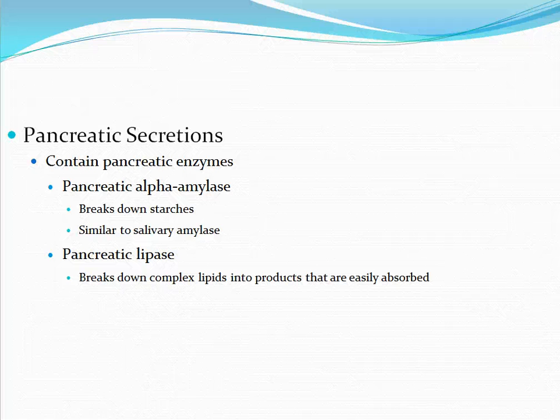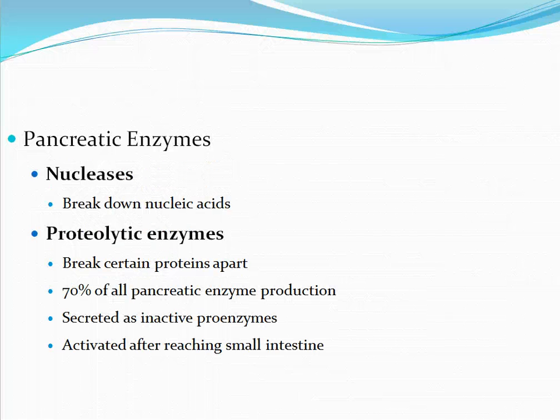These pancreatic secretions, also known as pancreatic juice, consist of numerous enzymes. One of these is pancreatic alpha amylase. This enzyme breaks down starches. It is very similar to salivary amylase that is found in the mouth. Another enzyme is pancreatic lipase. This one breaks down complex lipids into smaller products that are more easily absorbed. You will also find nucleases. Their job is to break down nucleic acids.